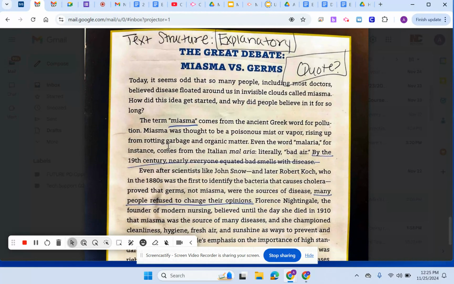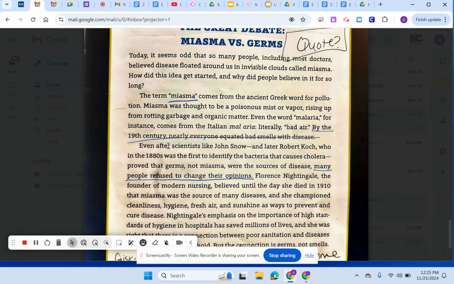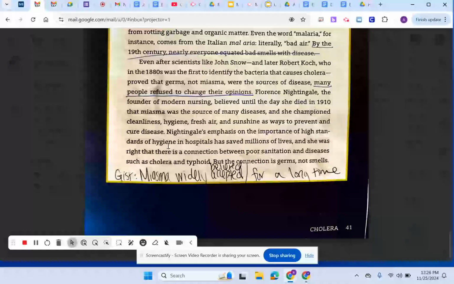Today, it seems odd that so many people, including most doctors, believed disease floated around us in invisible clouds called miasma. How did this idea get started, and why did people believe in it for so long? The term miasma comes from the ancient Greek word for pollution. Miasma was thought to be a poisonous mist or vapor rising up from rotting garbage and organic matter. Even the word malaria, for instance, comes from the Italian mal aria, literally bad air. By the 19th century, nearly everyone equated bad smells with disease.